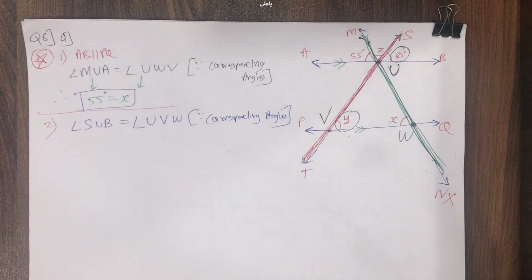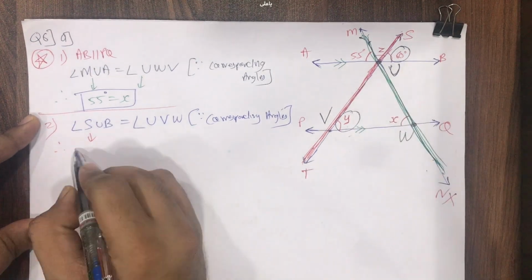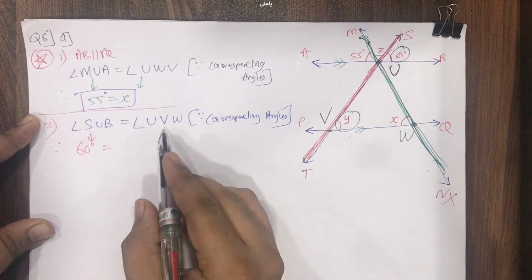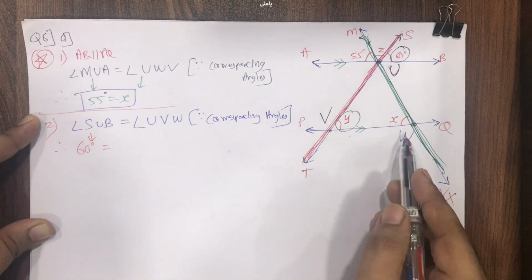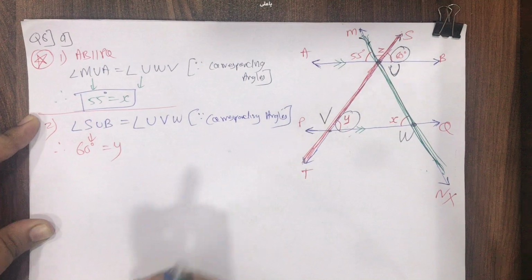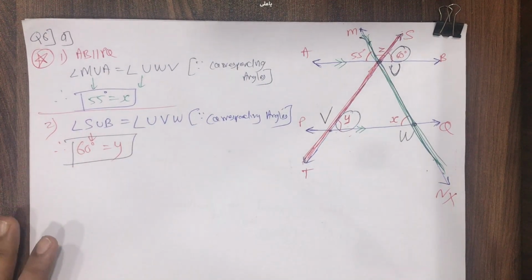Corresponding angles. Okay, therefore what's the value of angle SUB? SUB is 60 degree, and UVW, this angle is y. That's it. So we got our value that y is nothing but 60 degree.